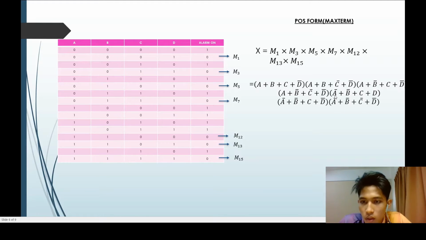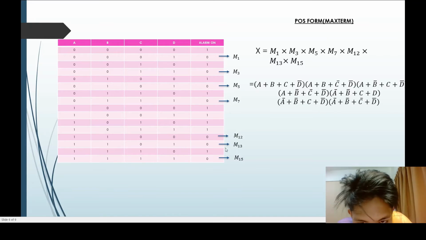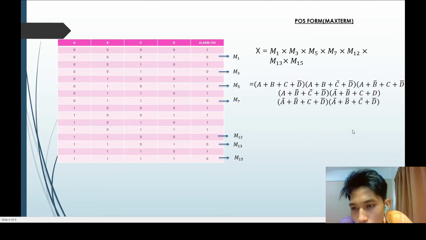The next one is times with M12, which is 1, 1, 0, 0. So A and B are 1, so only A and B will be barred. And times with M13, here is M13: 1, 1, 0, 1. So we can see that only C is 0, so only C will be not barred here. And the last one times with M15: 1, 1, 1, 1. So all are 1, which means all inputs will be barred.